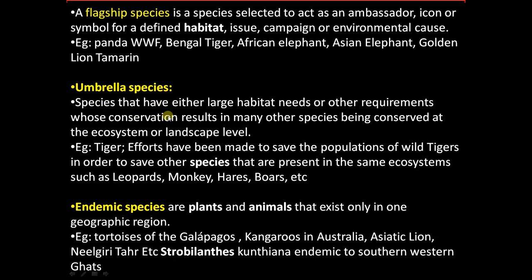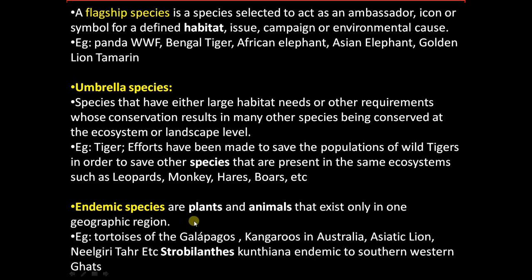These species often have a large habitat. Often the conservation of that species results in the conservation of many other species. Take the case of tiger. Tiger is an umbrella species. So there are many efforts going on in the country to protect tiger. Once the tiger is protected, the entire ecosystem is protected, thereby providing protection to other animals like leopards, monkeys, hares, etc. So umbrella species is actually a species whose protection will provide protection to many other species. Then the third one is endemic species.